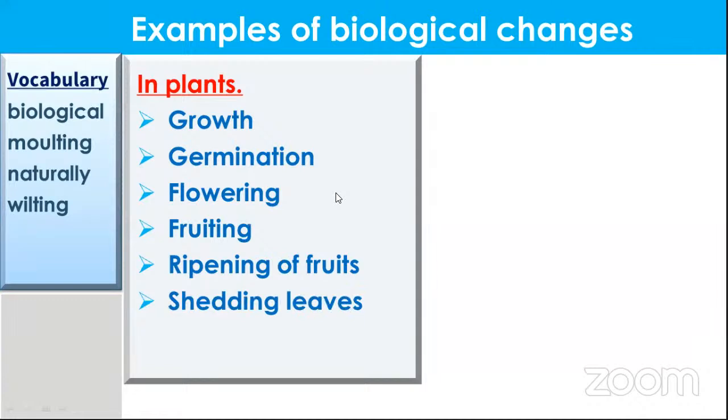We can also talk about shedding of leaves. For example, plants mostly start shedding off their leaves during the dry season in order to reduce the rate of transpiration. So this is a biological change. These are some of the examples of biological changes in plants.